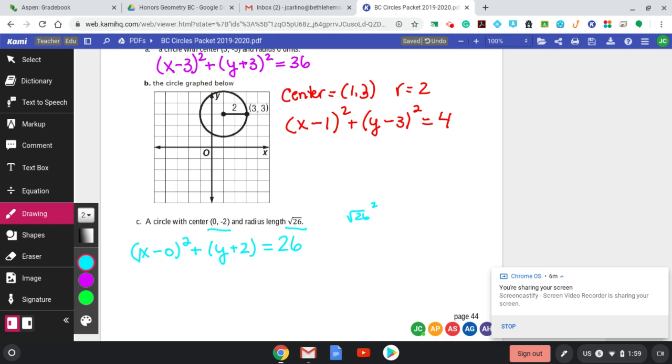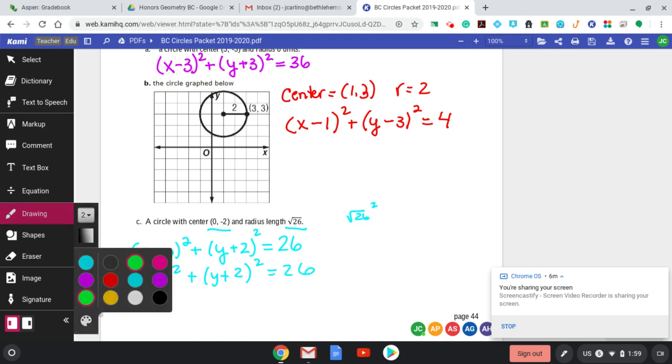Take a look at the first parenthesis over to the left, x minus 0 all squared. Well, x minus 0 is just x. So we can rewrite it as x squared plus y plus 2, and I forgot the squared up there, sorry, y plus 2 squared equals 26. All right, so anytime you just see an x or a y all by itself, no parentheses or nothing, that's probably because that coordinate's 0. Okay, so just a heads up on that.